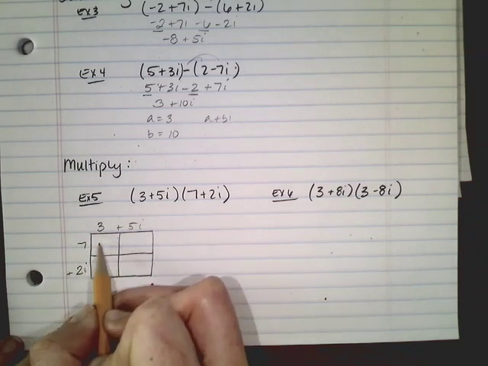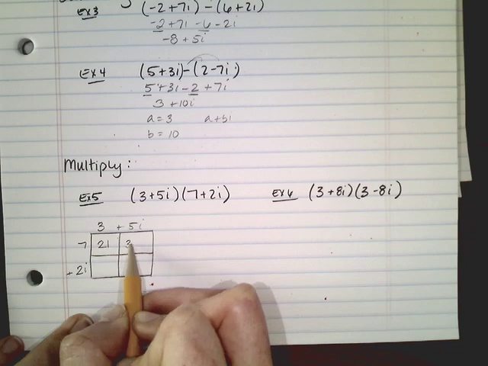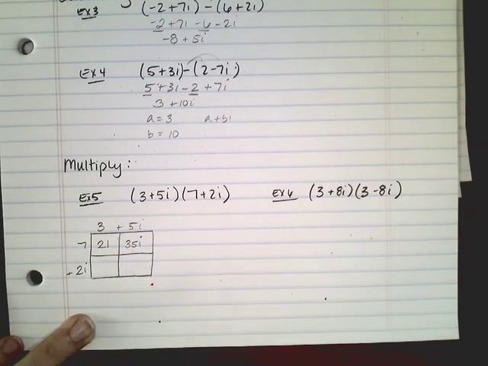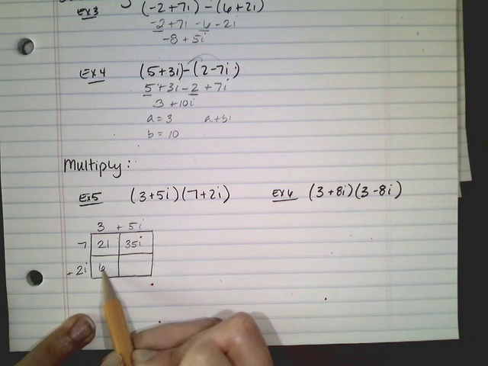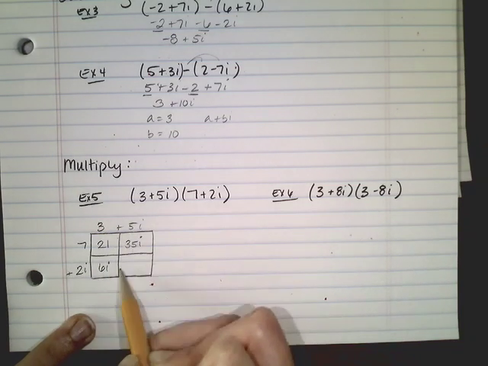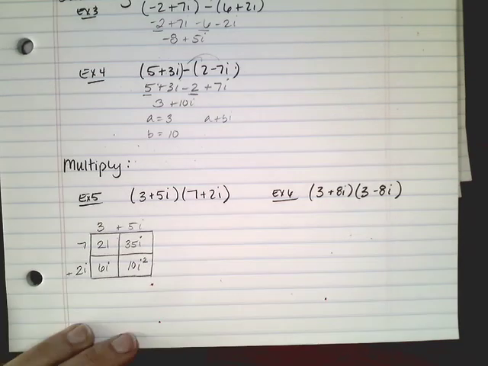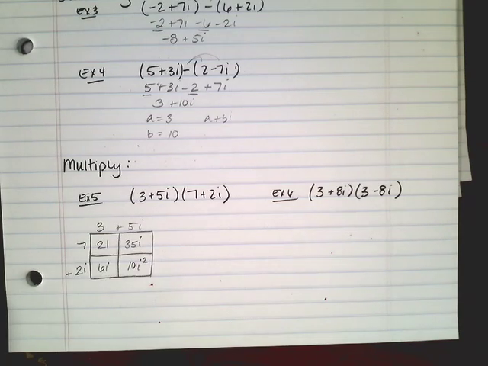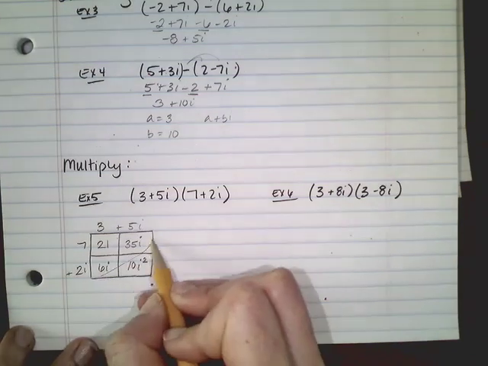So 7 times 3 is 21. 7 times 5 is 35 with an i. You treat it like a variable. 3 times 2 is 6i, right? Bring the i along. And then here we have 2 times 5, which is 10, and then i squared. And if you remember from Monday, i squared is actually -1. So we can rewrite this.